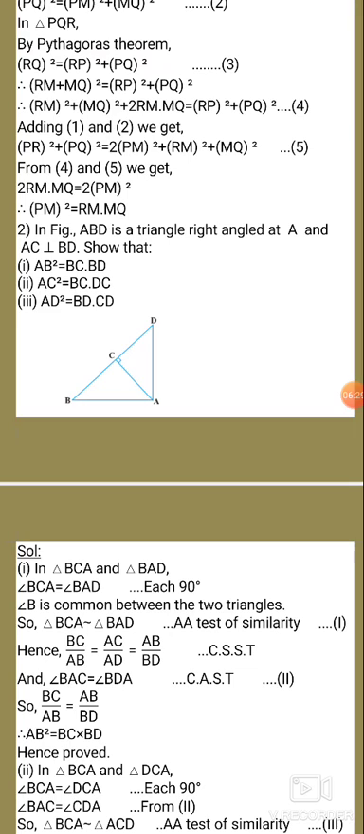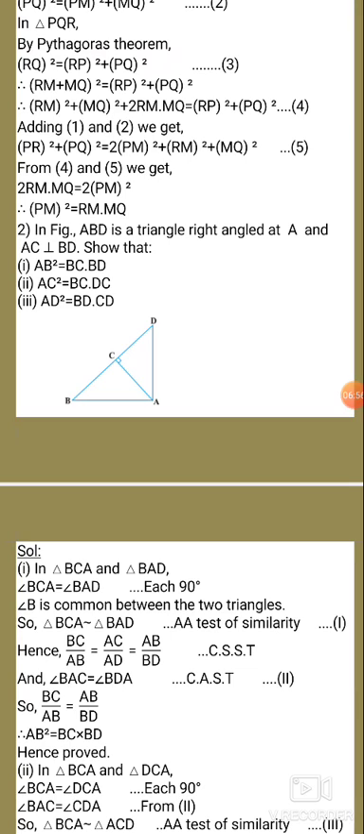From these two triangles, in BCA and BAD, angle BCA is equal to angle BAD, each 90 degrees. Now angle B is common between the two triangles. So triangle BCA is similar to triangle BAD using the AA criteria.